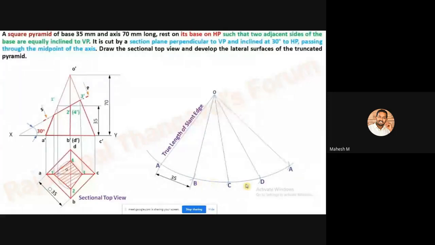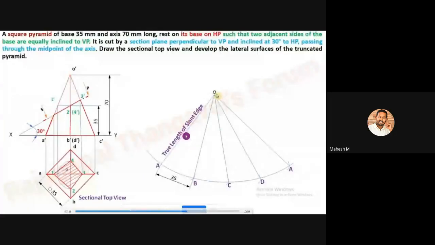So what is our next condition? We have to mark all the cutting points, like 1, 2, 3, 4. One is available on O to A. So you can mark 1 here by measuring O dash to 1 dash: place your compass at O and create an arc. That particular notation should be marked 1.